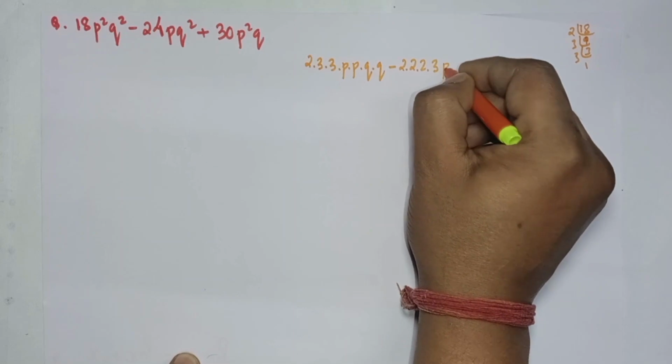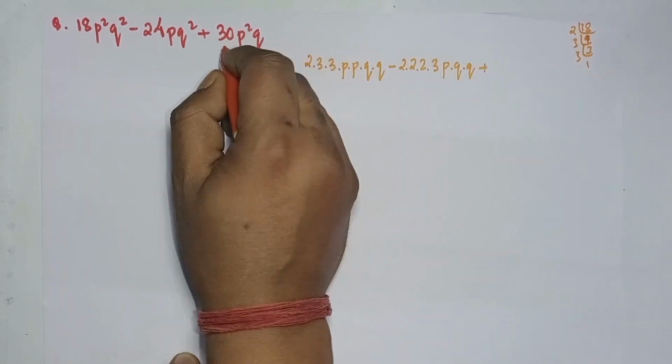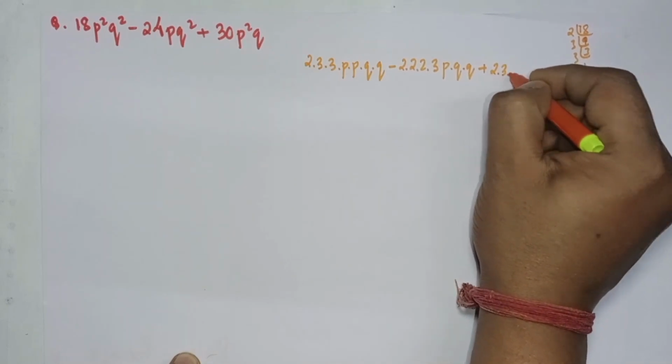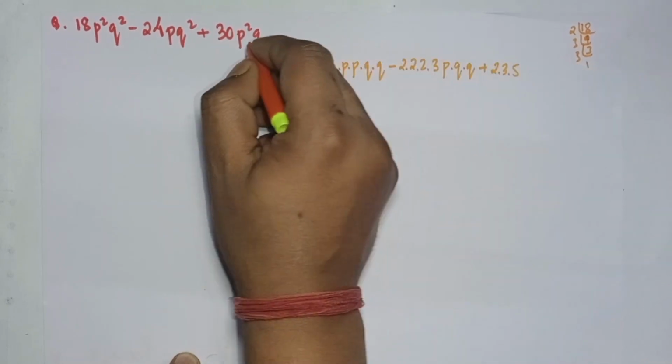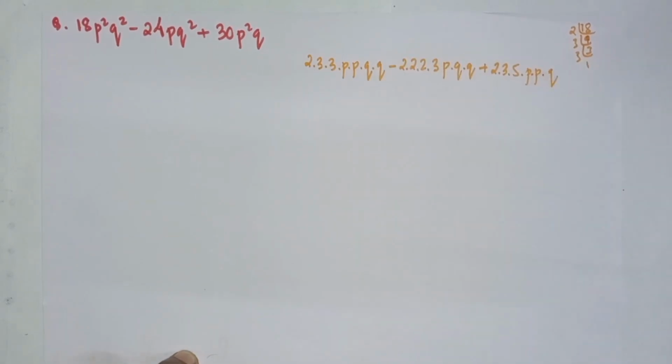You can do the LCM, p and q² is here, q 2 times. Next we have 30, I can write 2 into 3 into 5, 2 6s are 6, 6 5s are 30. p² means p 2 times and q 1 time. Okay, now we'll see the common from all the elements.